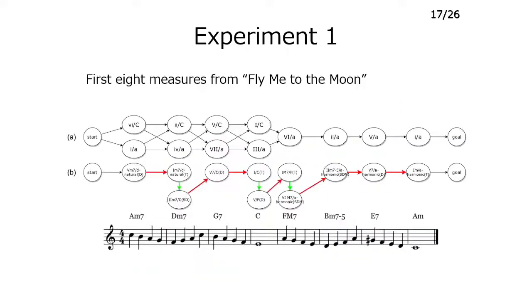This is a concrete example of the first 8 measures of Fly Me to the Moon. Consecutive red arrows represent cadential shortcuts, and green arrows represent epsilon transitions. The result of the original method shown in Figure A contains many forks with the same cost, and in this example there are 16 paths. On the other hand, our method B could find just one shortest path. As can be seen from this example, the resulting paths typically contain some cadential shortcuts which are connected with epsilon transitions.